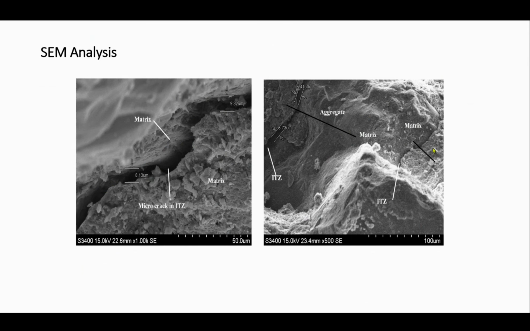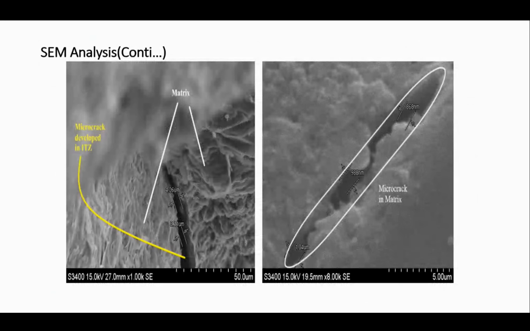Okay. In that case also we are trying to convey the cement matrix is good. After testing, a concrete cube generally crushes, but here you can see only a 6.41 micrometer, 6.73 micrometer crack. Okay, this is for different grade. Here you can see micro crack in interfacial transition zone.